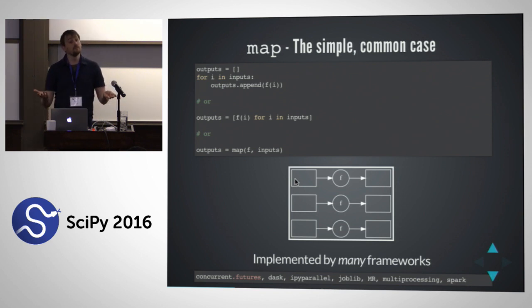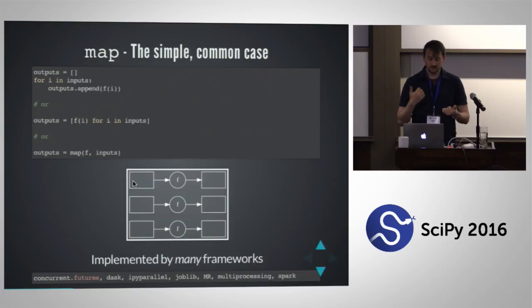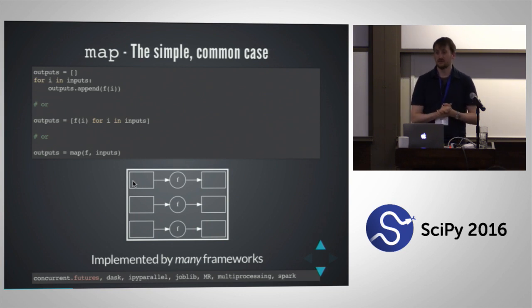And this is very common, and because it's so simple, it's implemented many times. Many libraries have an implementation of map. Essentially, anything that represents an API to computing resources probably has a map function or method that allows you to use those resources. So common implementations in Python include concurrent futures in the standard library in Python 3, Dask, IPython parallel, joblib, multiprocessing, Spark, and many more.